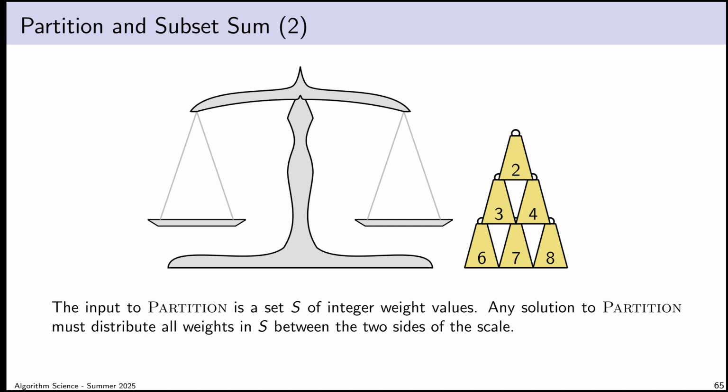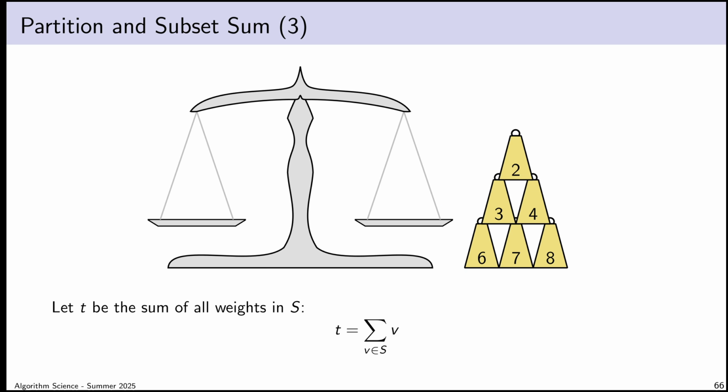Okay, so the input to the partition problem is a set S of integer weight values. And any solution to the partition problem must distribute every single one of the weights that was provided between the two sides of the scale. Okay, so as we recall from Lecture 12, what I could do is I could just compute the sum of all of the weights that I was given. We'll call that value t.